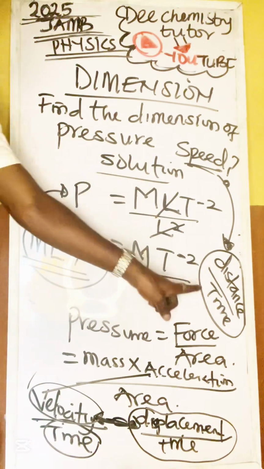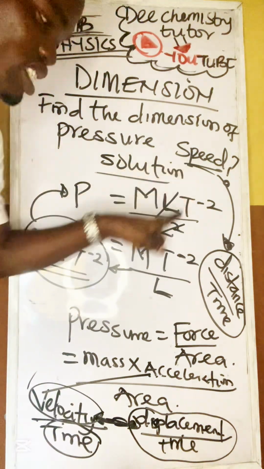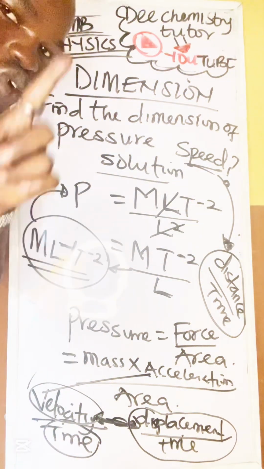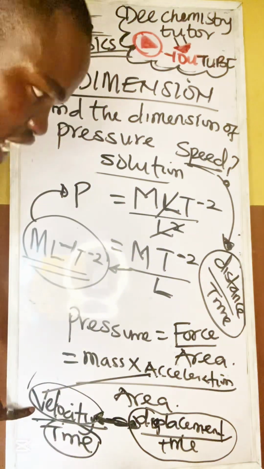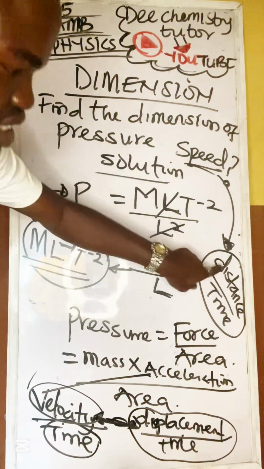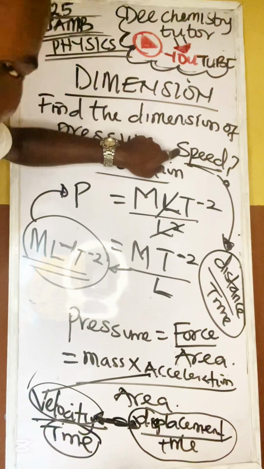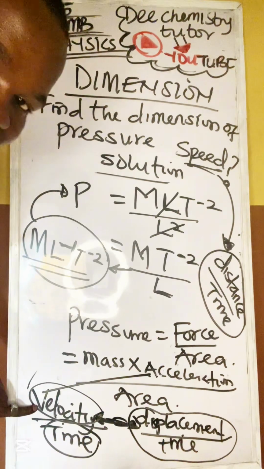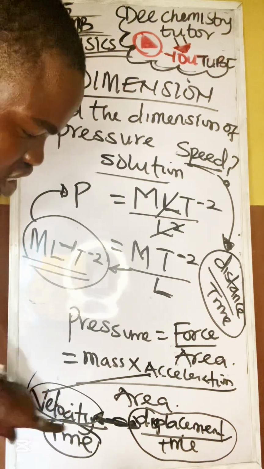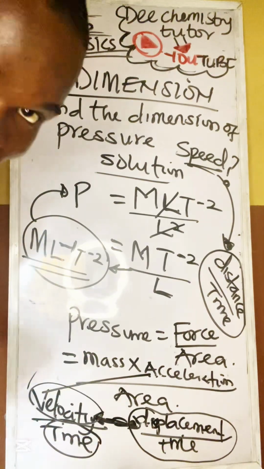So speed is distance over time and it's a scalar quantity. While velocity is a vector quantity. V for V, S for S. Distance is scalar, speed is scalar, velocity is vector, then displacement is vector. That's another JAMB question.